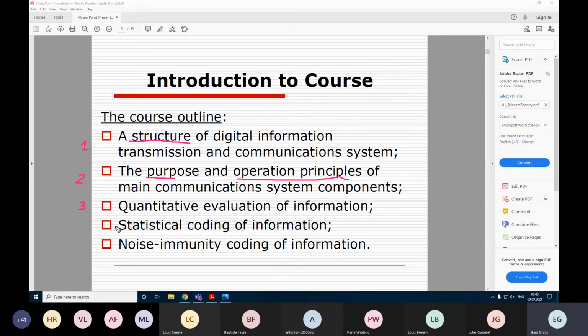Next point is quantitative evaluation of information. So this basically means measuring information. Because, for example, you know that for modern internet, we can describe the data transfer rate in, for example, megabits or gigabits per second. And this measure has to somehow be related to the amount of information we send and the time it takes to transmit some information.